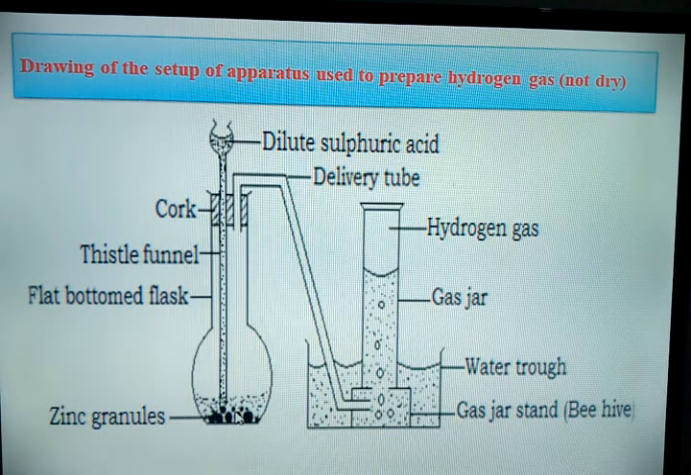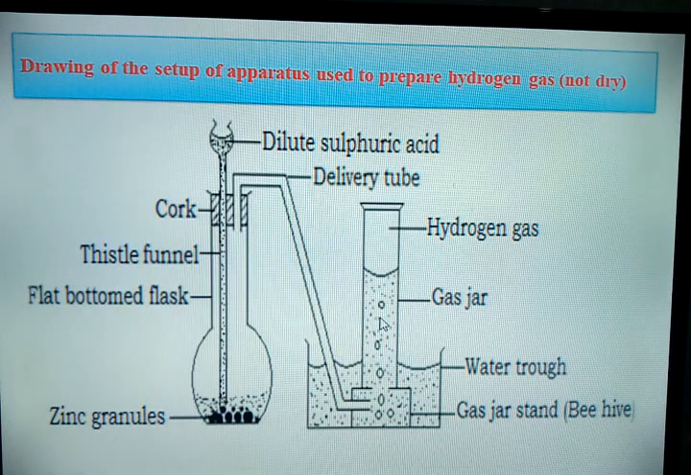To prevent the gas from escaping, we ensure that the flat bottomed flask is corked such that there is no escape route of the gas formed, apart from the delivery tube which we connect, that directs the gas through a water trough, and the gas will be collected over water in a gas jar. So the method demonstrated by this is a collection over water, because hydrogen is insoluble in water.